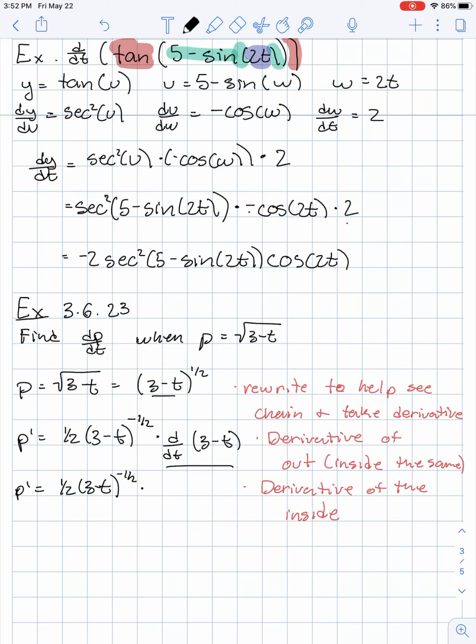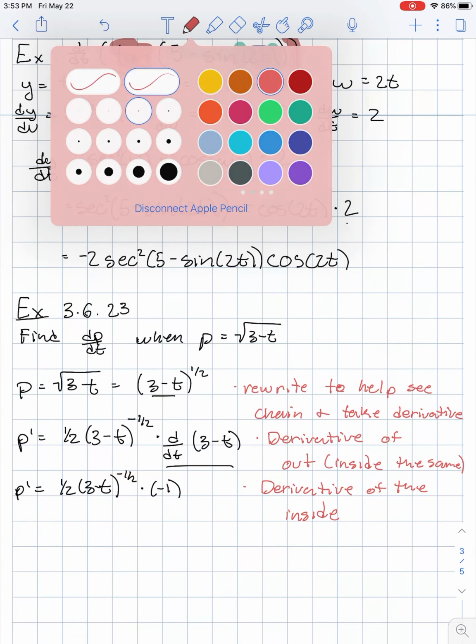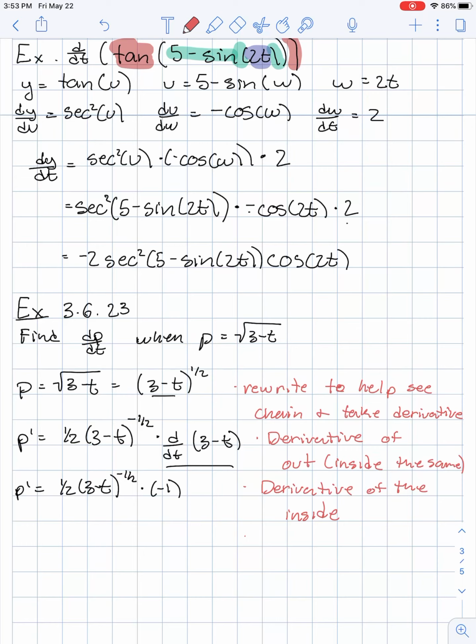So second step was taking the derivative of the outside with the inside still the same, times the derivative of the inside, and now we're actually going to take the derivative of the inside. So 3 is going to go to 0, minus t, and that's going to give me just a -1. Now I'm done with calculus. Not really, I still have a semester to go.